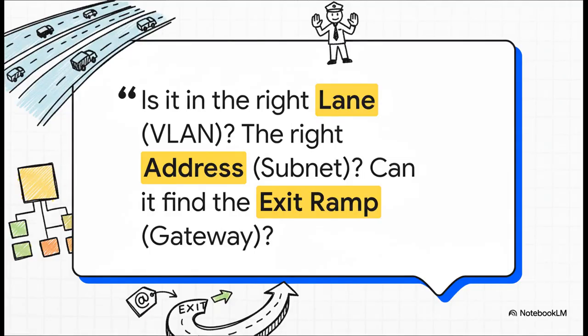And that brings us right back home to our simple but really powerful mental model. Whenever you're troubleshooting a network problem, just ask yourself these questions. Is the device in the correct traffic lane? That's the VLAN. Does it have an address from the right address plan? That's the subnet. And from there, can it find its exit ramp to get to the traffic cop for routing? If you can answer those 3 questions, you can solve almost any network connectivity problem you'll ever face.